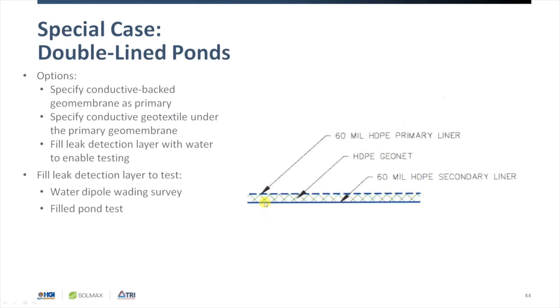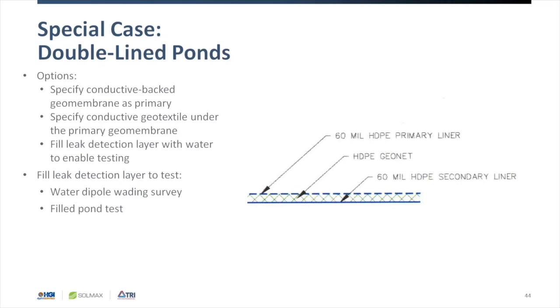And by doing that, you're going to end up having to do a water dipole test, because you can't just fill the leak detection layer with water. It's going to float that primary geomembrane. You're going to have to put water on top of the primary. So you're going to have to do a water dipole test, which includes water management.